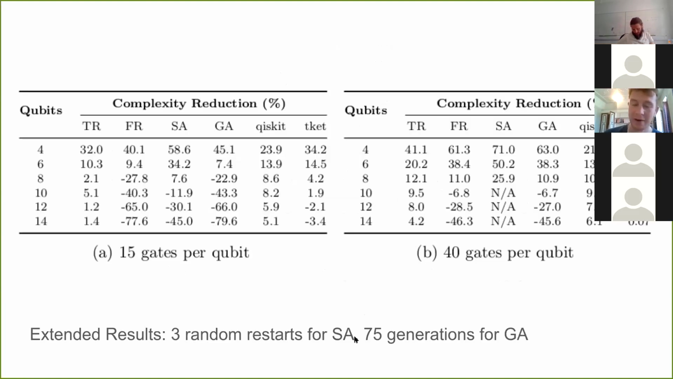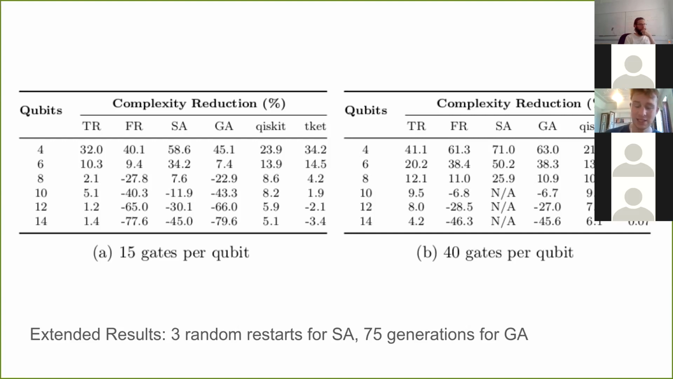Okay, so after that, we wanted to check a couple more things. The first was, can we push this approach more? To do that, we did 3 random restarts for annealing, and we increased the number of generations for the genetic approach. So 75 generations and 3 random restarts for annealing, and just pick the best one when optimizing a given circuit. We also wanted to test against IBM's approach and CQC's approach. So we took the off-the-shelf methods from Qiskit and Tket.